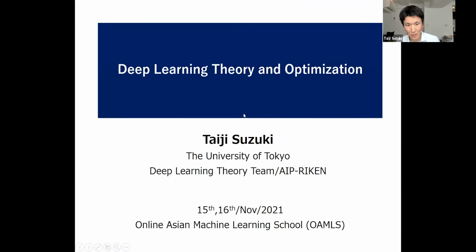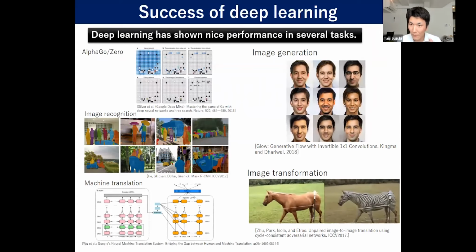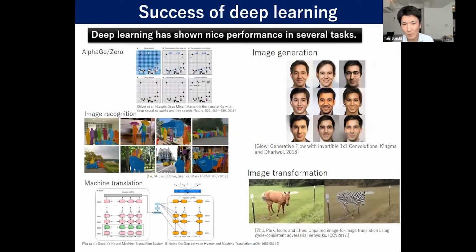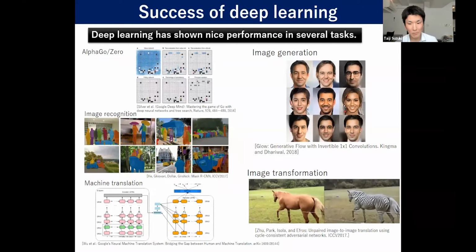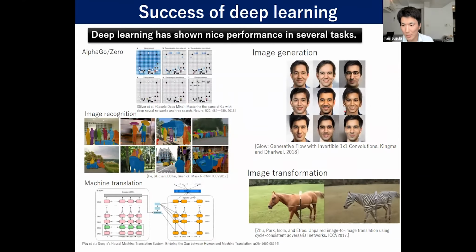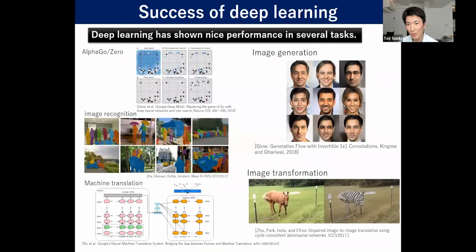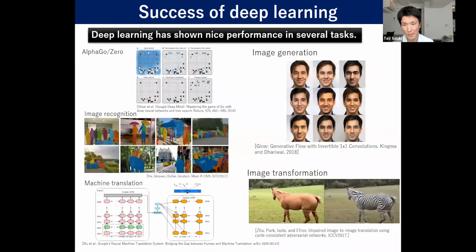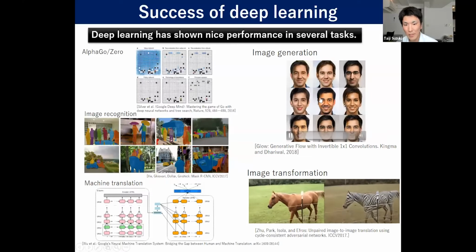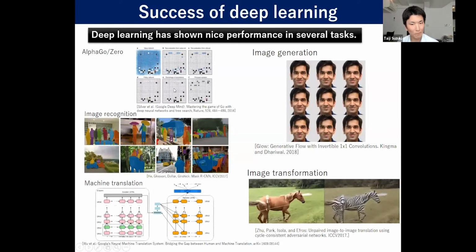Okay, let's start. As you know, deep learning has been very successful in many applications. For example, it is used in AlphaGo, and also deep learning is applied to many pattern recognition tasks. In particular, in the pattern recognition tasks, without deep learning, it is almost impossible to achieve the state-of-the-art performances. And also, it is applied to image generation and image transformation. So we have seen many successes.